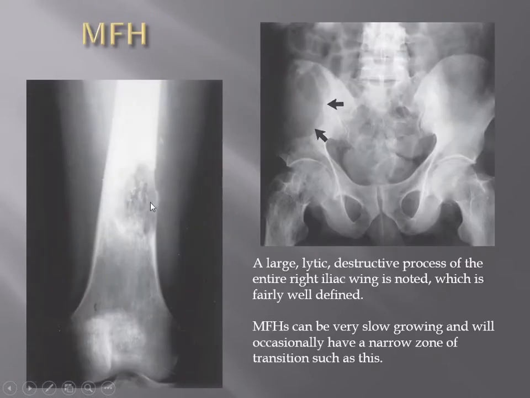So this is a permeative lesion seen at the diaphysis. This is MFH. This is another lesion, lytic destructive, seen at the iliac wing as noted. They said that it's a very slow growing tumor, and occasionally they have a narrow zone of transition, such as in this case.